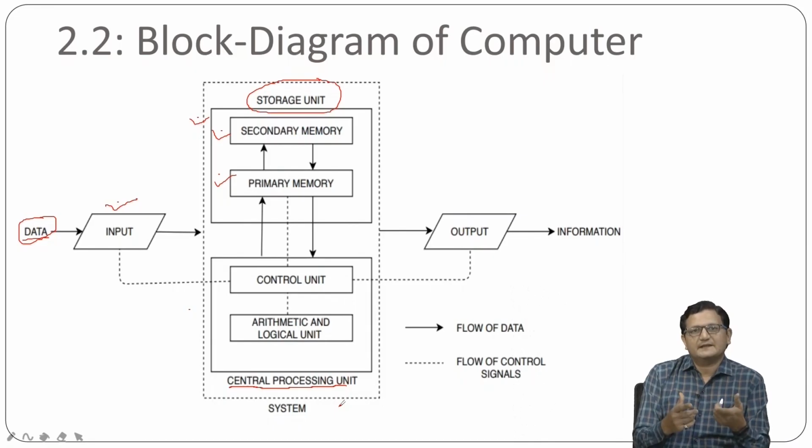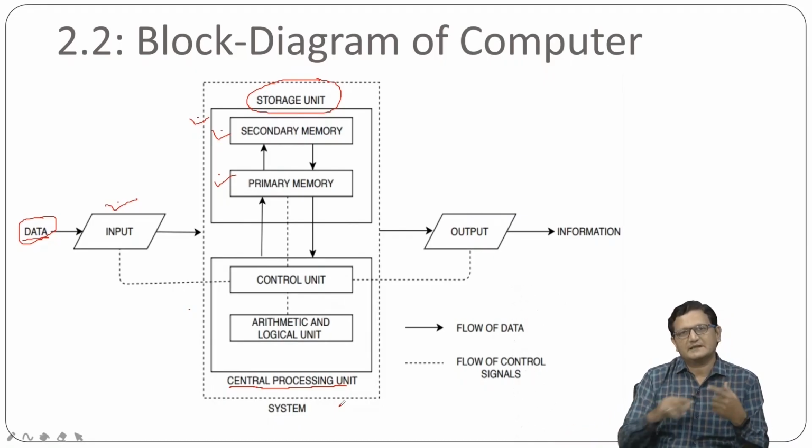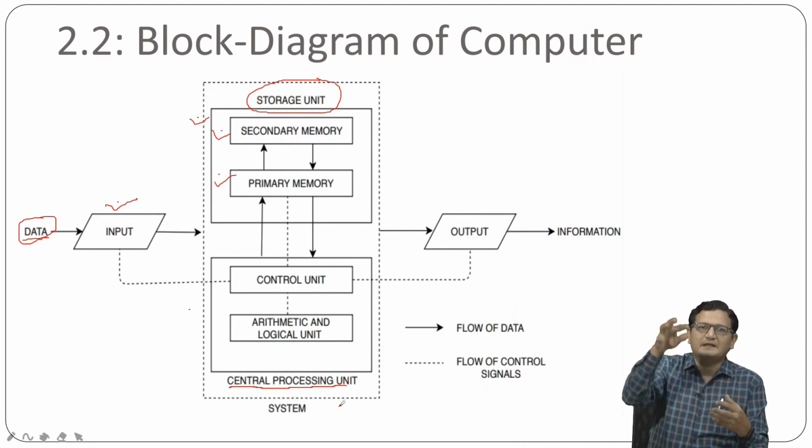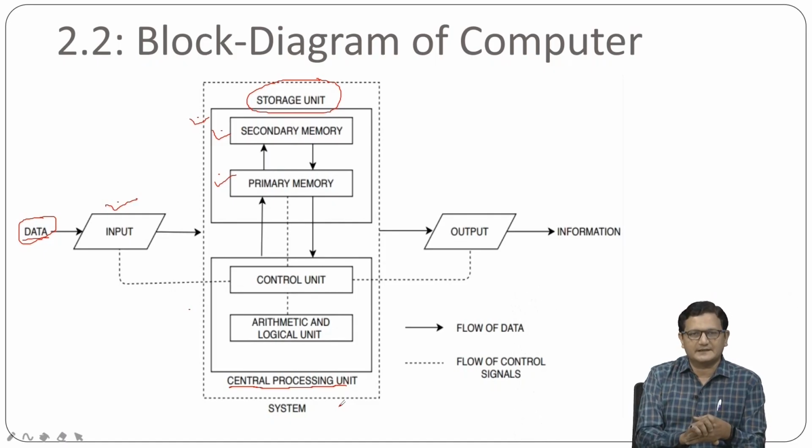But where is the data which is inputted by the user? Obviously it is there in the storage unit, right? So now the CPU will fetch the data from the storage unit, it will process it, and finally whatever information will be obtained by the CPU, it will be placed in the memory unit itself, right? So again, here the memory unit is most important.